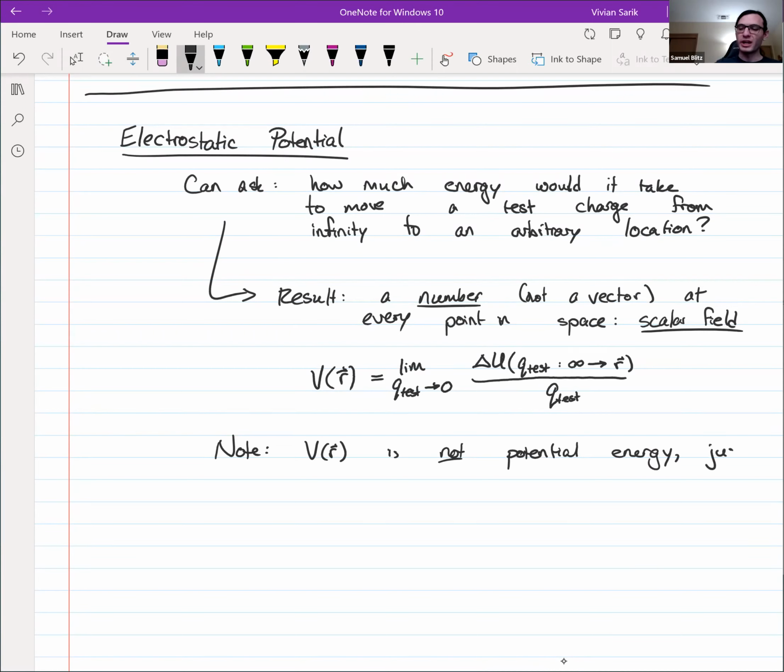And that's just like how the electric field is not force. The electric field tells you how to get force at any given place, but it isn't force. And similarly, this electrostatic potential V, or this voltage V, isn't potential energy. It just tells you how much energy a thing would have if you moved it to that place.